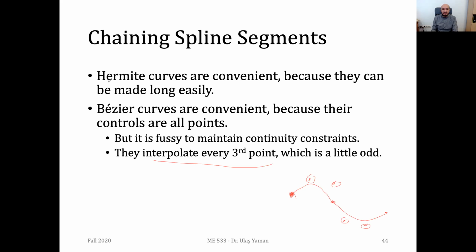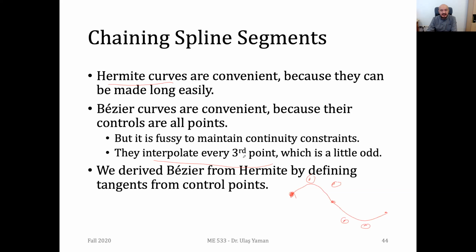On the other hand, Hermite curves are always doing a kind of interpolation. They're always going through the control points, which is sometimes a nice property. So you should be aware of this property of Bezier curves: they always interpolate every third point. But if you make small modifications, if you make it C1 continuous and C2 continuous, you may have other points also included in the interpolation.